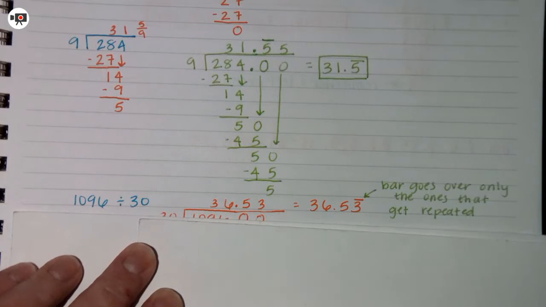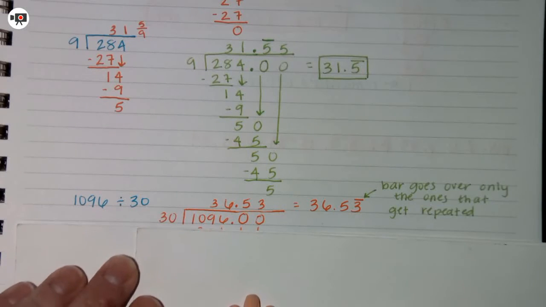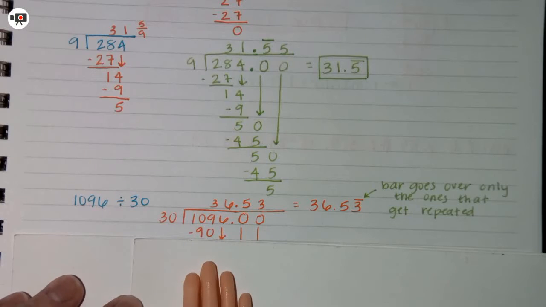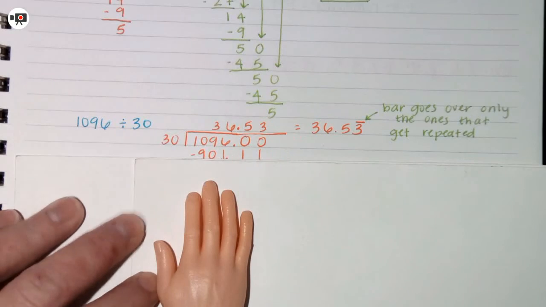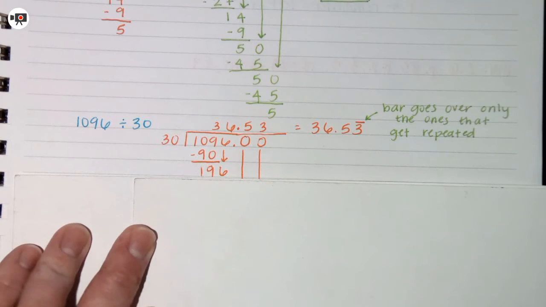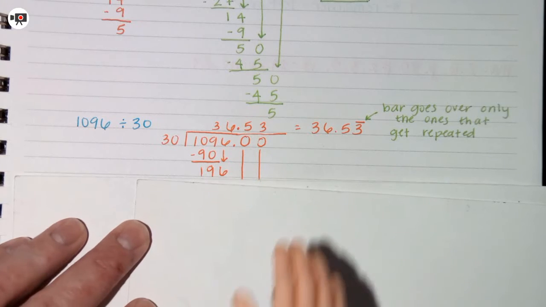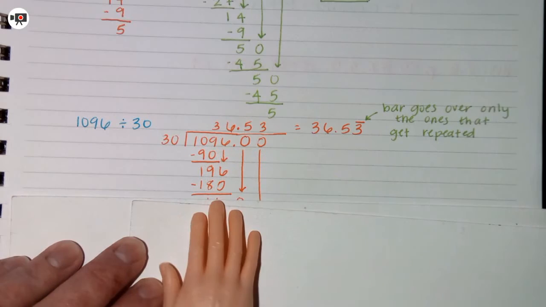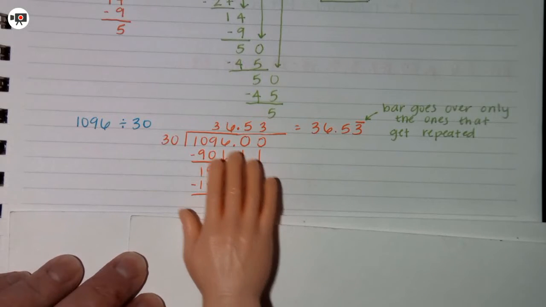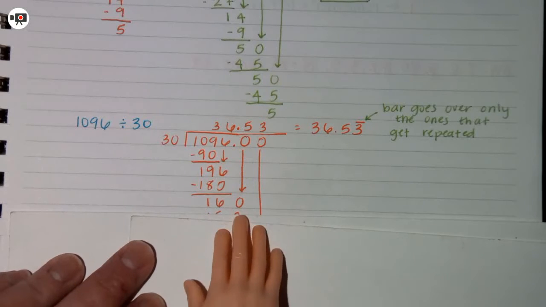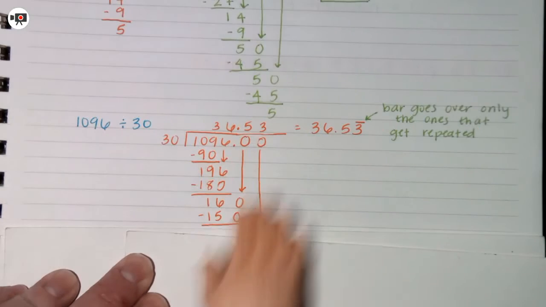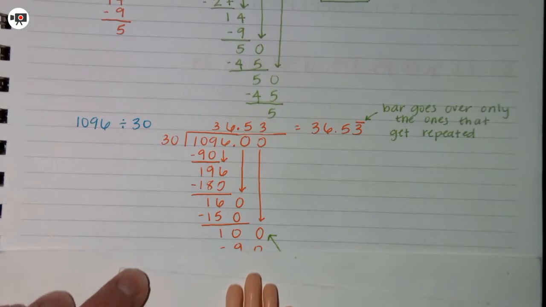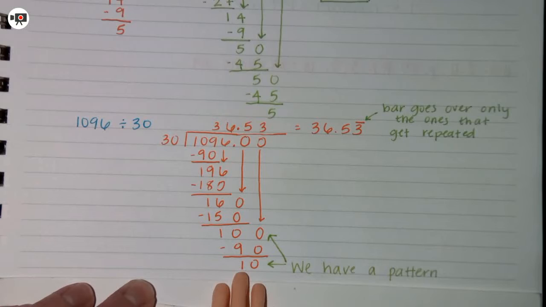Now, if we do 1096 divided by 30, 30 goes into 109 3 times to get 90. Subtract and you get 19, and then bring down the 6, goes in 6 times to get 180, subtract and you get 16, add a decimal point and a 0, bring it down, goes in 5 times, subtract and we get 10, bring down another 0, we get 90, then we get 10 again.